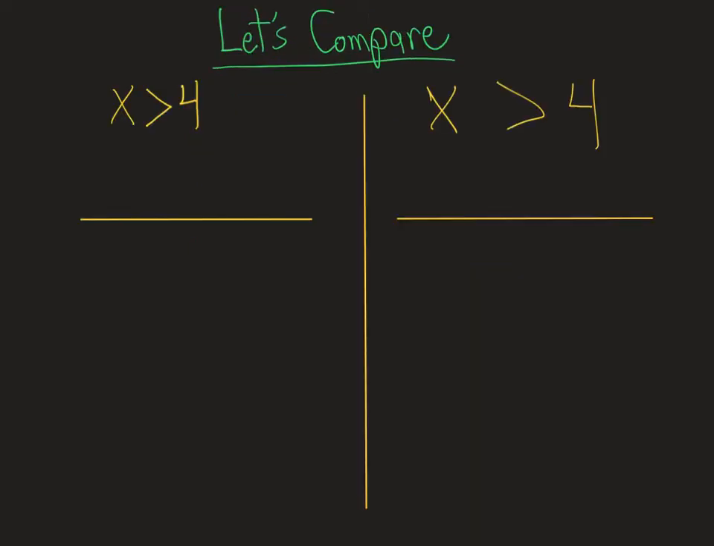All right, let's compare here. X is greater than 4. We already know how to do that. We just did all values greater than 4 going this way. Now, let's see what we can do to an inequality. Let's start with x greater than 4. Just like an equation, we can do something to both sides. And as long as we do the same thing to both sides, that's going to keep the equation balanced.